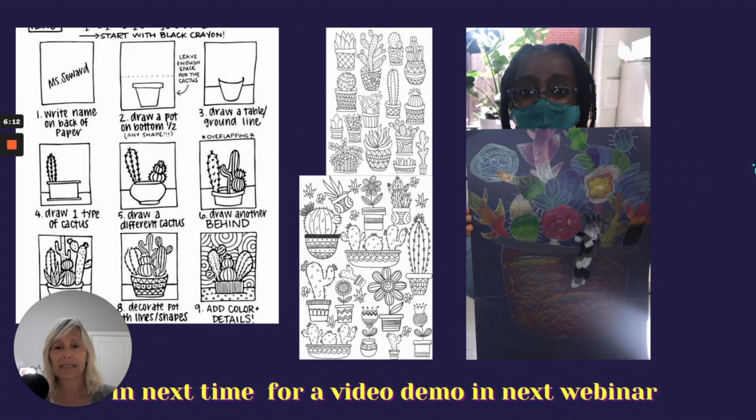This is one of my lessons, and I'm just going to go over a couple of these. This is a succulent drawing, and this is one of my students. I will tell you what, when I came back from being out, I thought the sub did a better job on this than if I was in class. But this is just a little sneak peek of a simple lesson plan that uses little materials but produces great results. The kids were so thrilled with this lesson, and I'll do a demonstration on this in our next webinar.